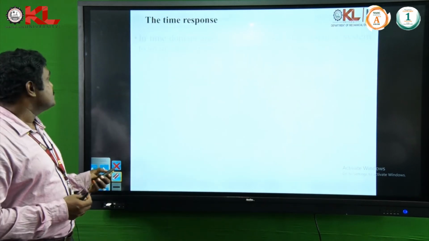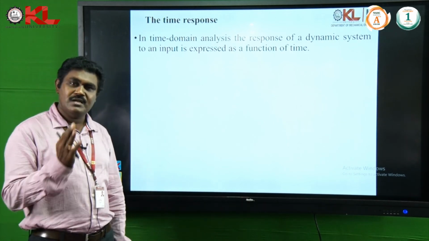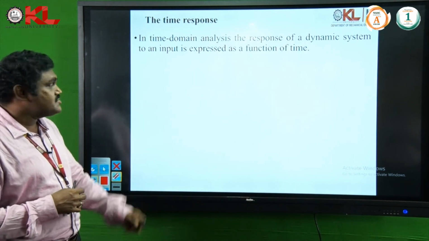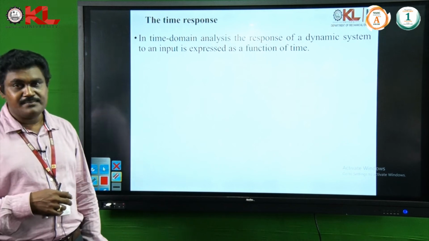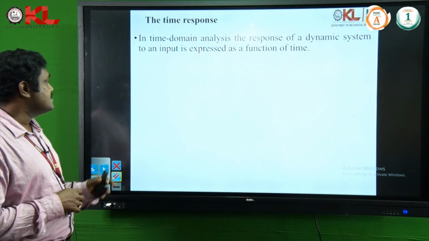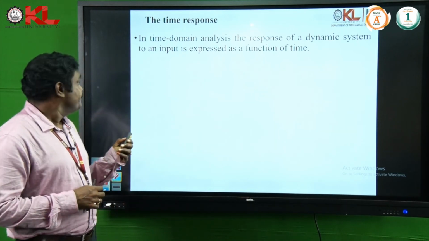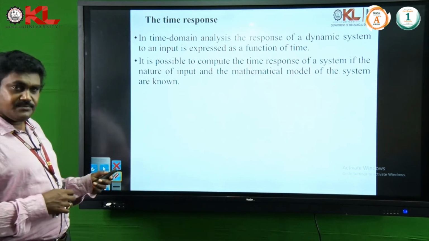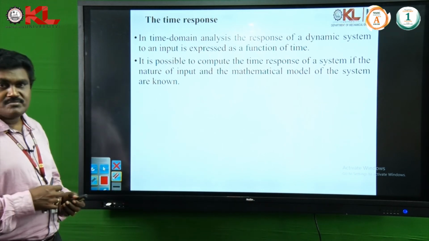We are going to discuss time domain analysis and frequency domain analysis. In the time domain analysis, the response of a dynamic system to an input is expressed as a function of time. It is possible to compute the time response of a system if the nature of the input and the mathematical model of the system are known.